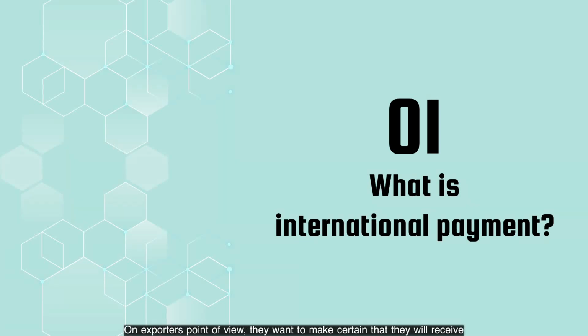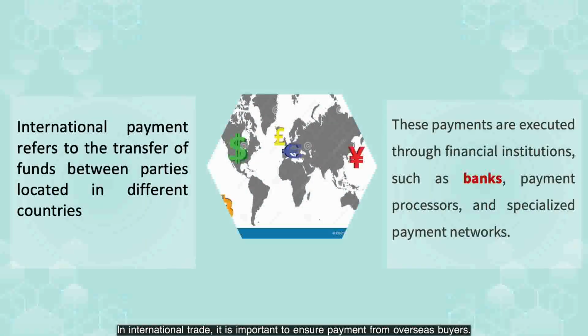From the exporters' point of view, they want to make certain that they will receive payment once they have shipped goods, and from the perspective of importers, they want to make sure they will receive the goods once they have paid. How can both exporters and importers achieve this win-win situation? In international trade, it is important to ensure payment from overseas buyers. The method of payment determines how payment from overseas buyers is secured.